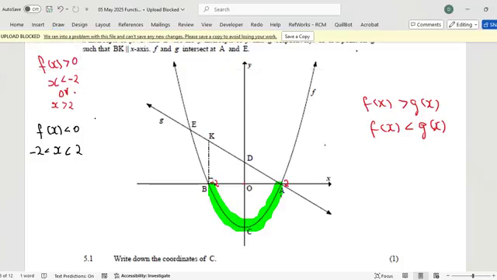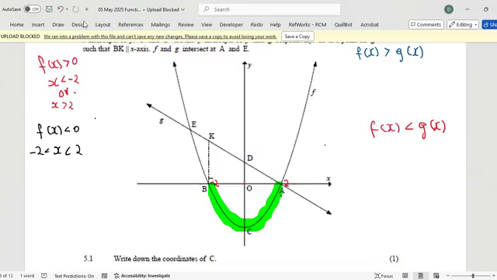Let's talk about this part. We've got f of x greater than g of x. In the case of this one, f of x greater than g of x means the graph of f is moving above g of x. That's why we're saying it's greater. Where does it start moving above? Where does it end moving above?